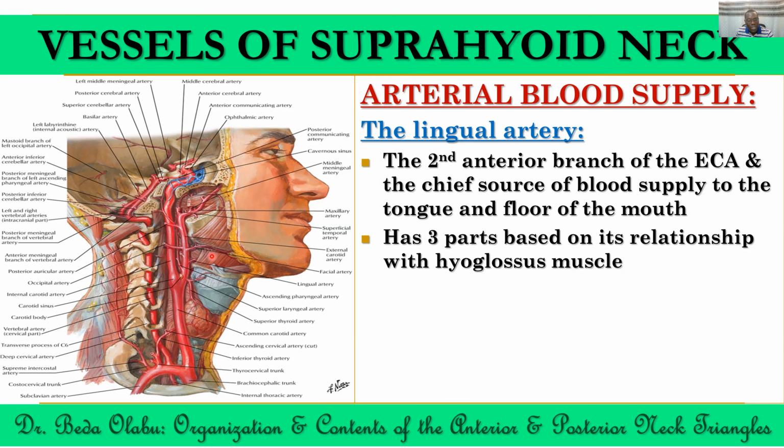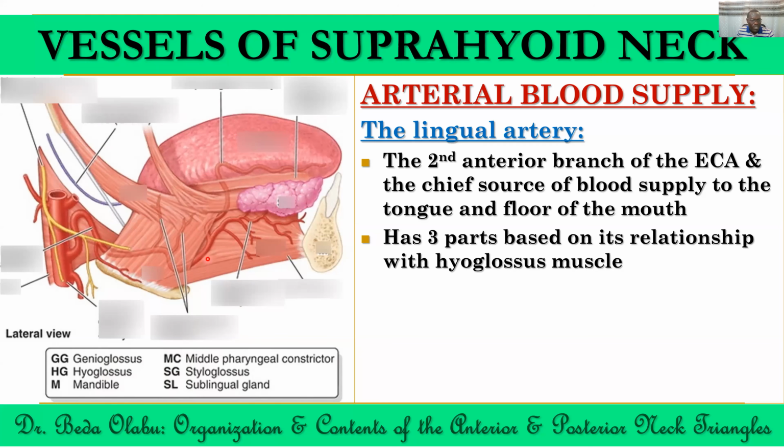Then the region medial to hyoglossus muscle is the second part. And then the region beyond the anterior border of hyoglossus will be the third part of the lingual artery. This image captures that. So this is lingual artery, segment 1 or part 1, then part 2, and then part 3. As you can see, the artery is quite tortuous in some segments. This is to accommodate the high mobility of the neck and high mobility of the tongue. So you need the artery to accommodate those mobility.